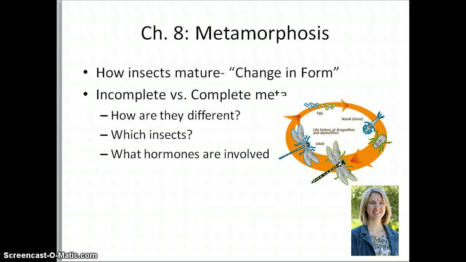In Chapter 8, you'll be learning the types of metamorphosis that insects can go through. All insects will metamorphosis, or change in form, but there are two main types that insects can go through depending on their species. They can go through either incomplete or complete metamorphosis. Through this chapter, you will learn how those types of metamorphosis are different, which insects do either, and what hormones are involved in telling the insect how to change in form.